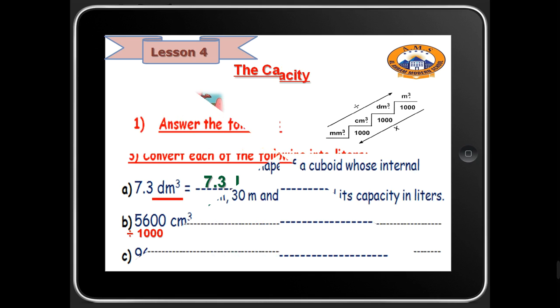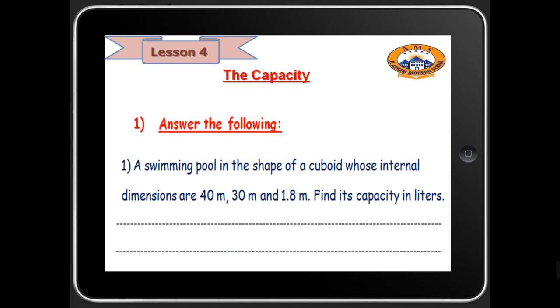Okay, let us have another exercise. This is about the story problem. How can I calculate the capacity here? We have a swimming pool in the shape of a cuboid whose internal dimensions are 40, 30, and 1.5 meter.